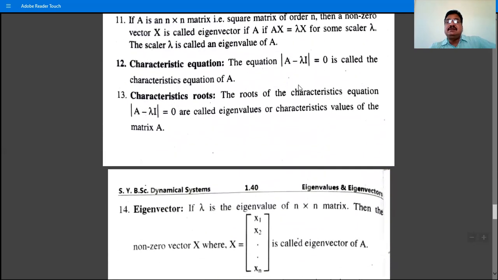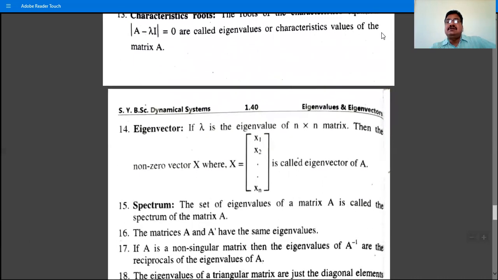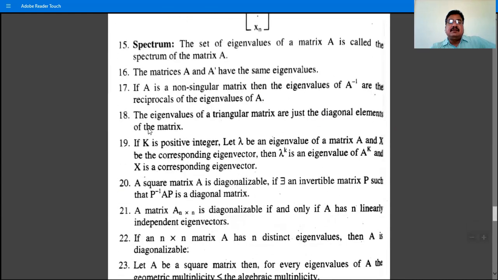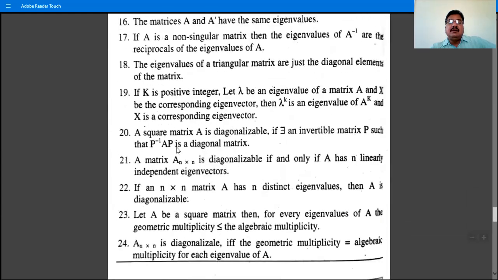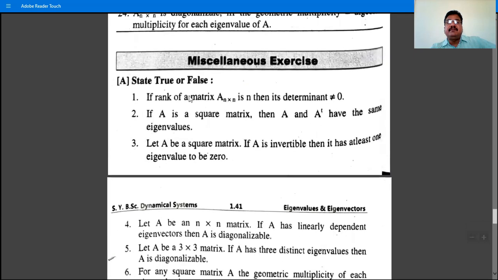So this is the characteristic equation: determinant of A minus lambda I is equal to 0, or determinant of lambda I minus A is equal to 0. The roots of the characteristic equation are called eigenvalues, or characteristic values of the matrix A. Eigenvector, all these points are important as far as MCQ type questions are considered.